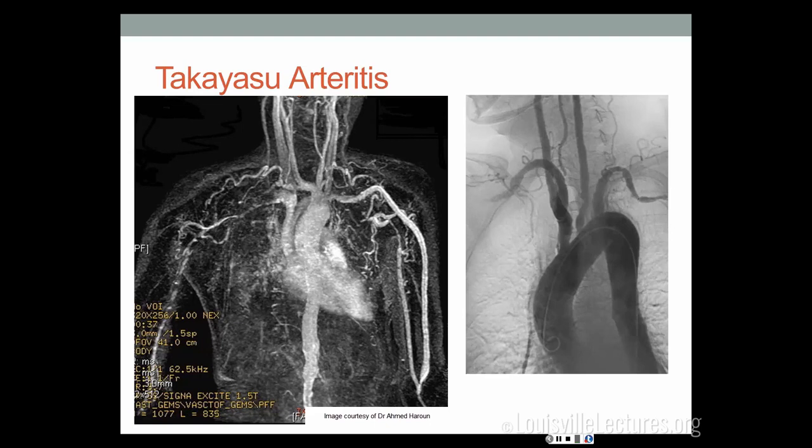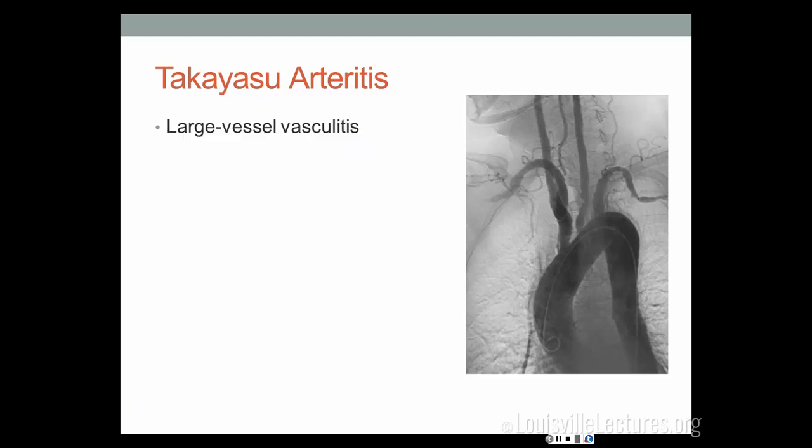So here, the right subclavian is basically gone. Let's see. What vessel is missing? This is the brachiocephalic. This is the right common carotid is gone, and then the left common carotid up here. So this causes loss of big, important vessels.